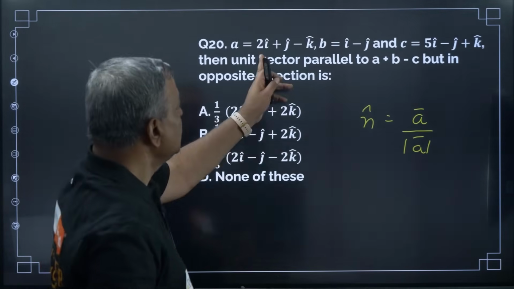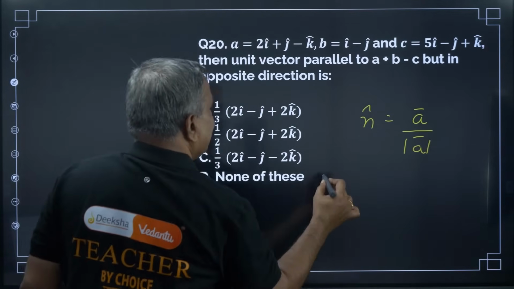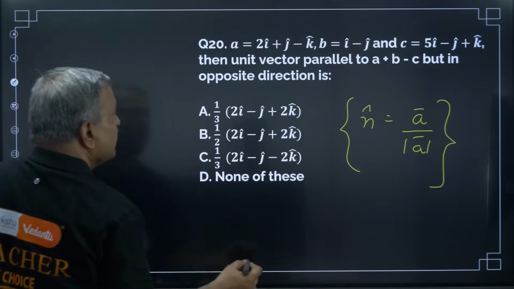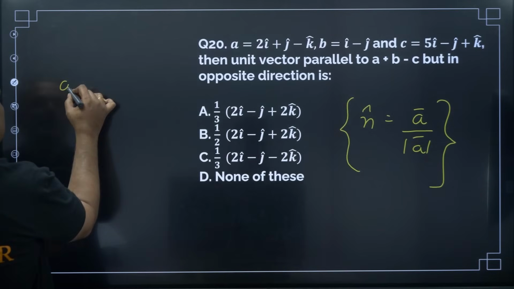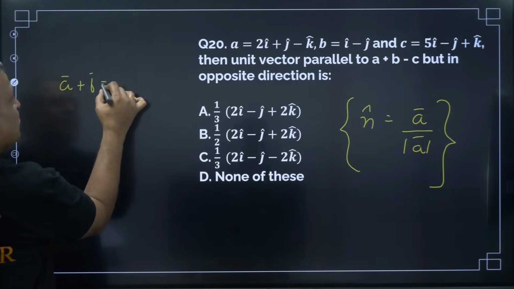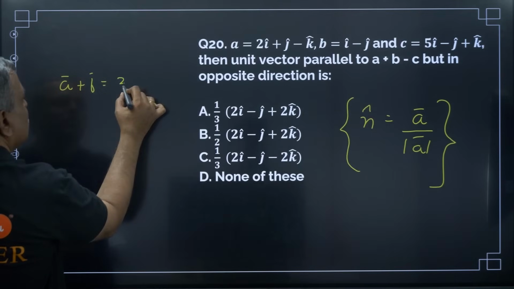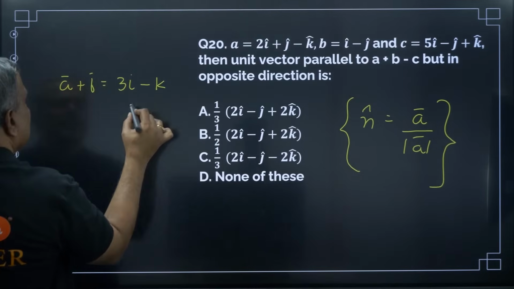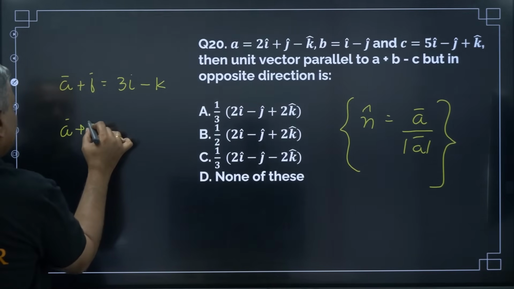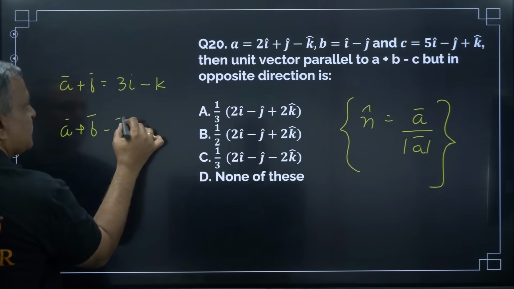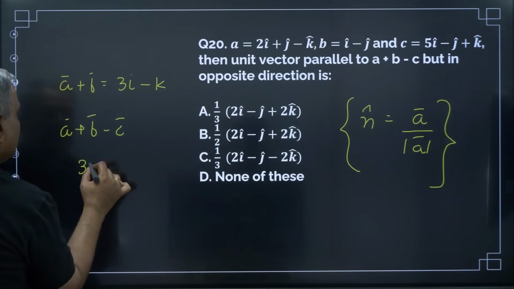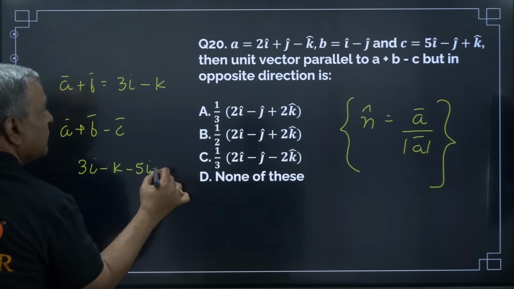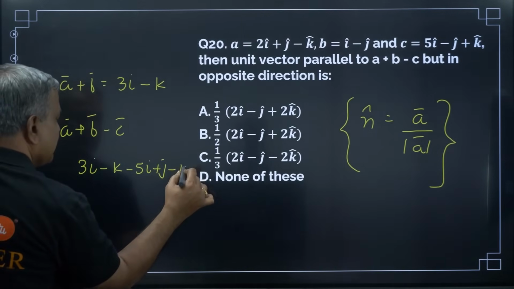So what you have to do? You find A plus B. That is the concept. What is A plus B? A plus B vector will give you 2i plus i, which gives 3i, next minus j plus j, minus k. Now you require A vector plus B vector minus C vector. How much will it give? 3i minus k minus 5i plus j minus k.